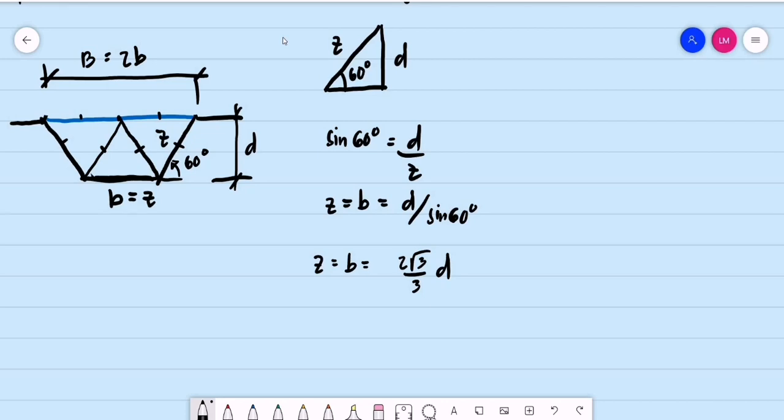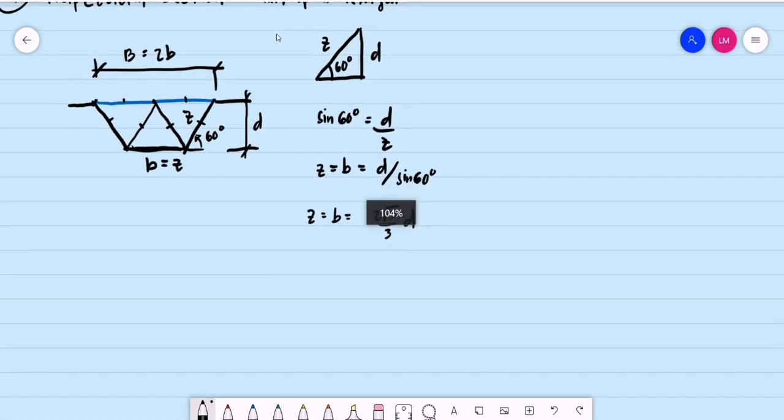Okay, how do we compute for the area? Computing for the area of a trapezoid is the average of the parallel bases, multiplied by the depth. We have the area. What is our top base? That is 2B. But what's the value or equivalent of B? That is 2 square root of 3 over 3 of the depth.